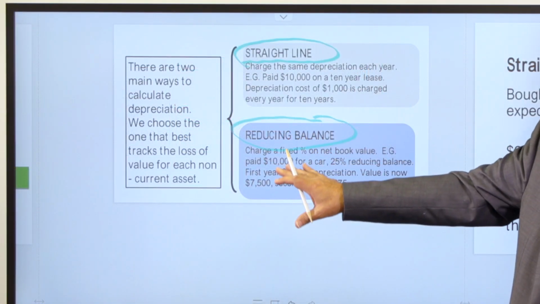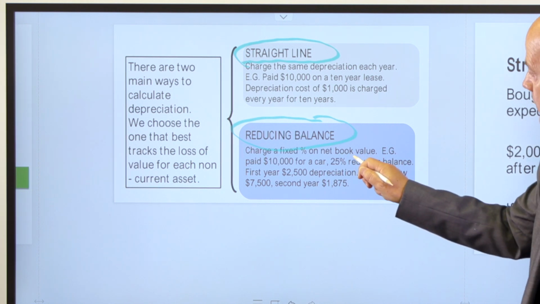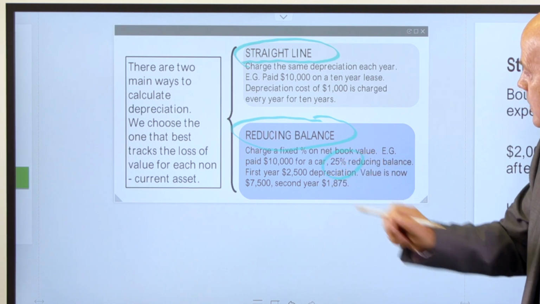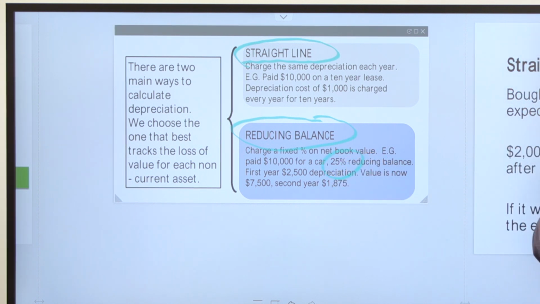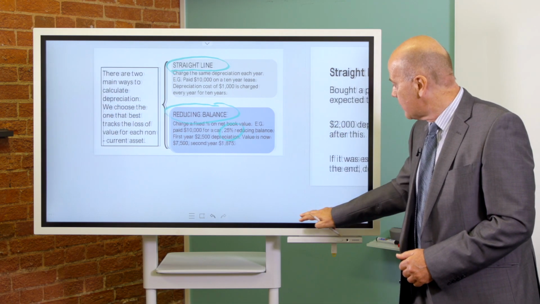This one here is a little bit different. Although we have a fixed amount taken off each year, because we're calculating it on a reducing balance, the actual depreciation each year is a little bit smaller, but the rate of depreciation is the same. So in this case here, we've got a 25% rate of depreciation. So let's do a little example here.